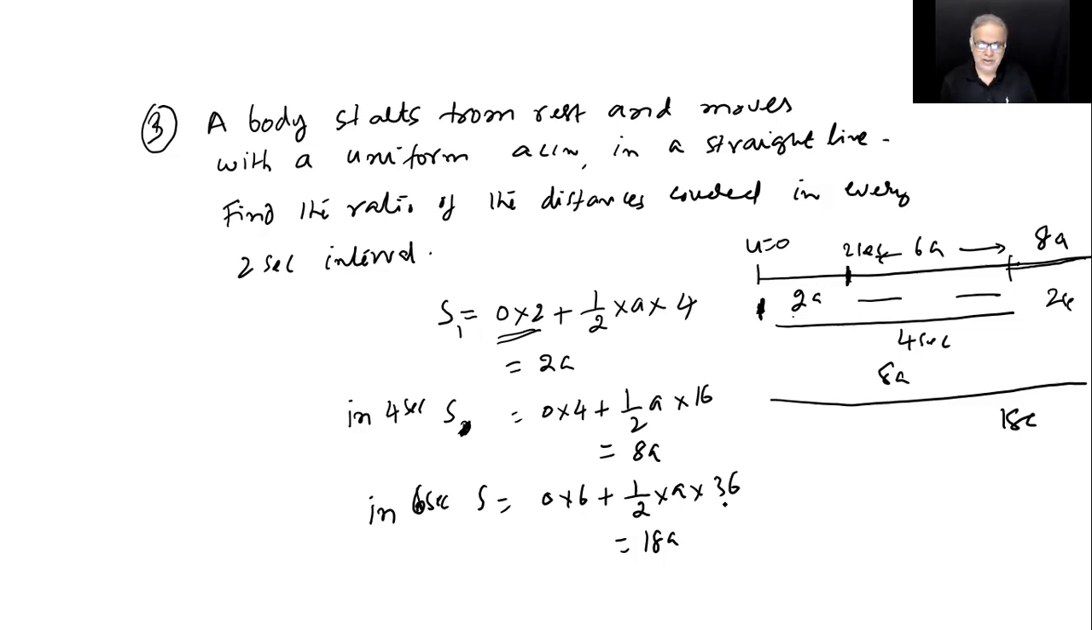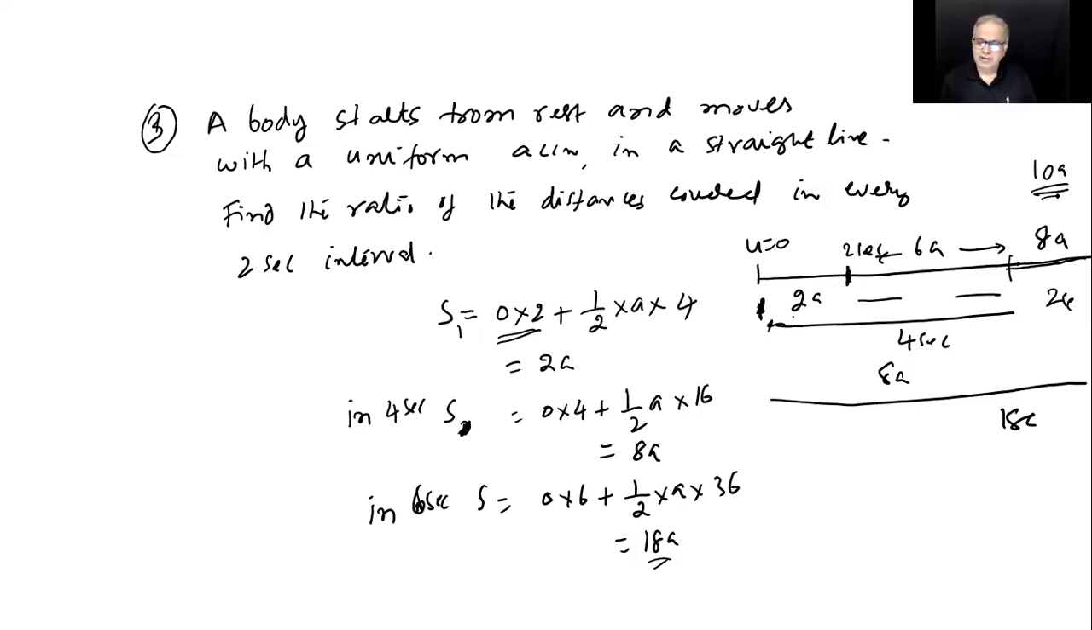This is 6 seconds, I told, no? Sir, next 8 seconds, 8 square 64. This is 4 seconds, 6 seconds. Yes, sir. Correct, I am saying? 0 into 6 plus half a into 6 square, 36. 18a. So, 18a minus 8a. How much is that? 10, sir. 18 minus 8a, no? From the beginning, 8. How much? 10, sir.